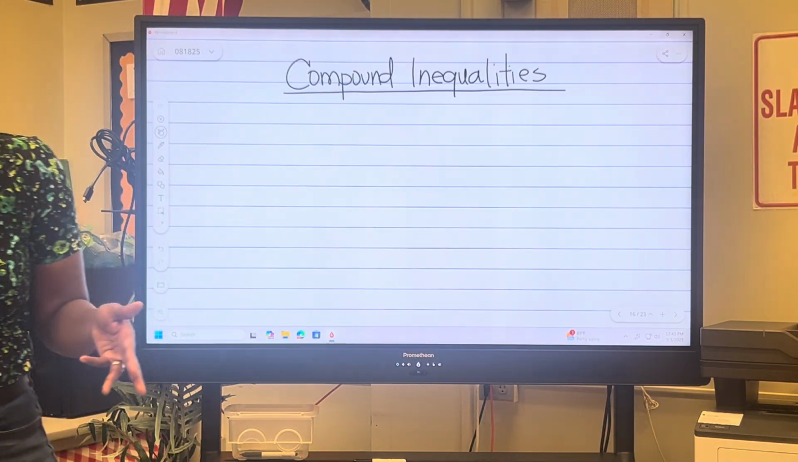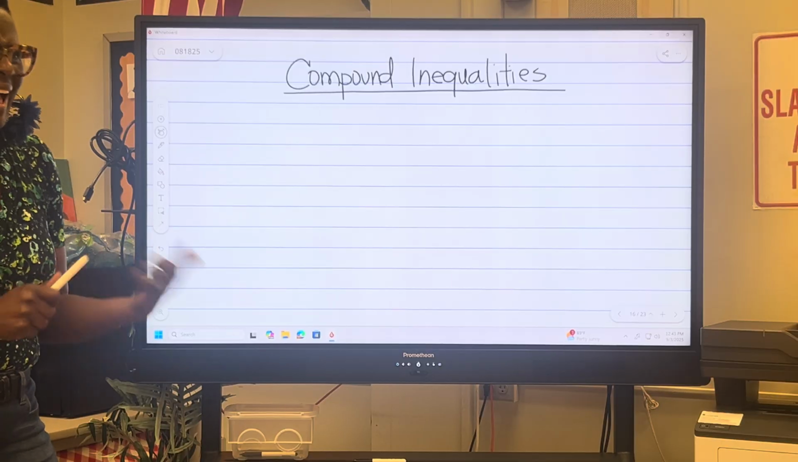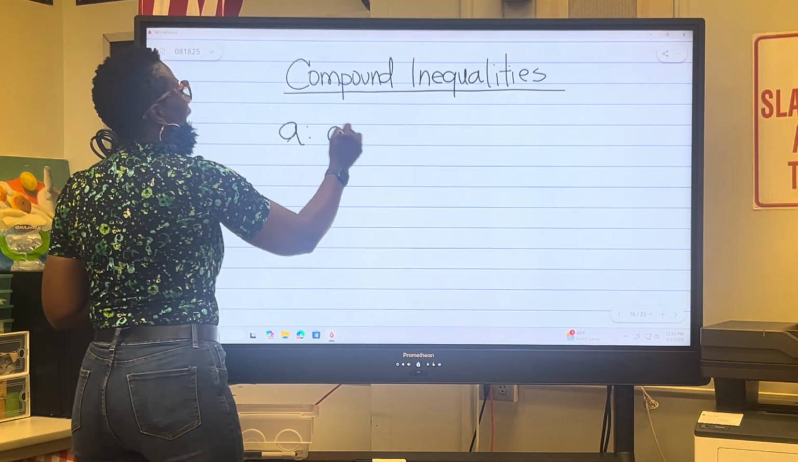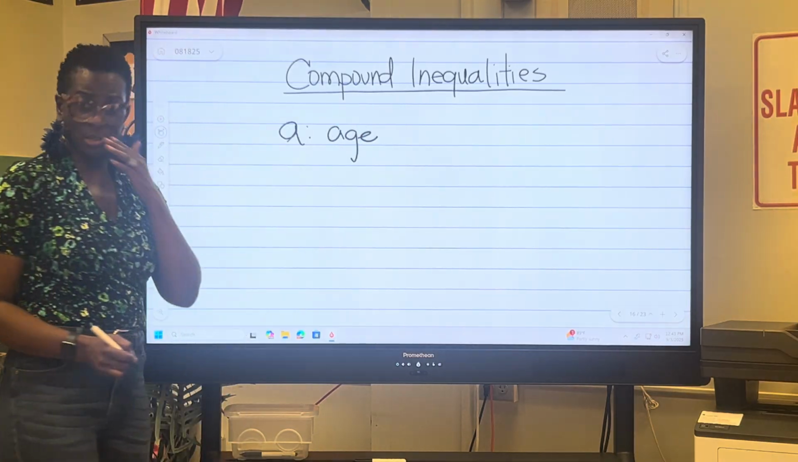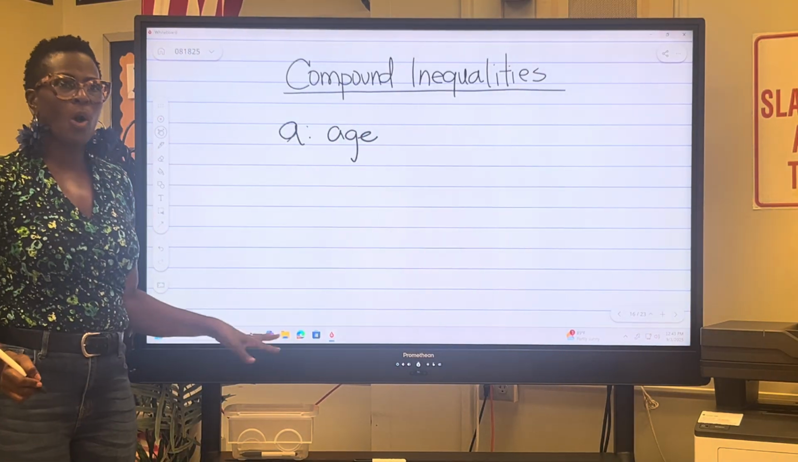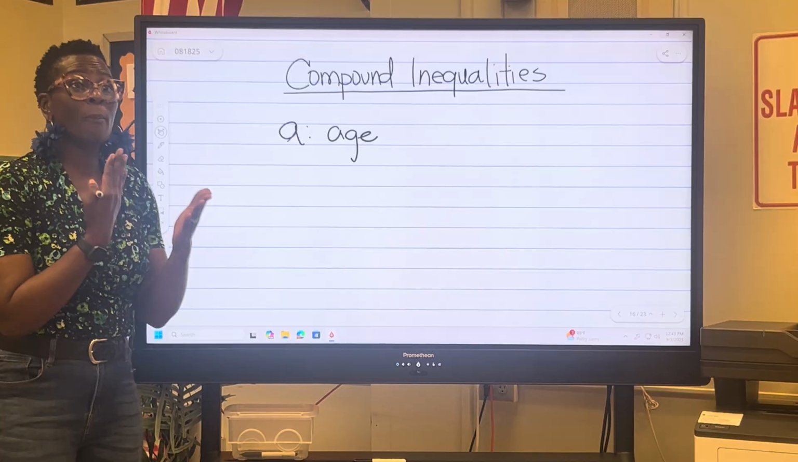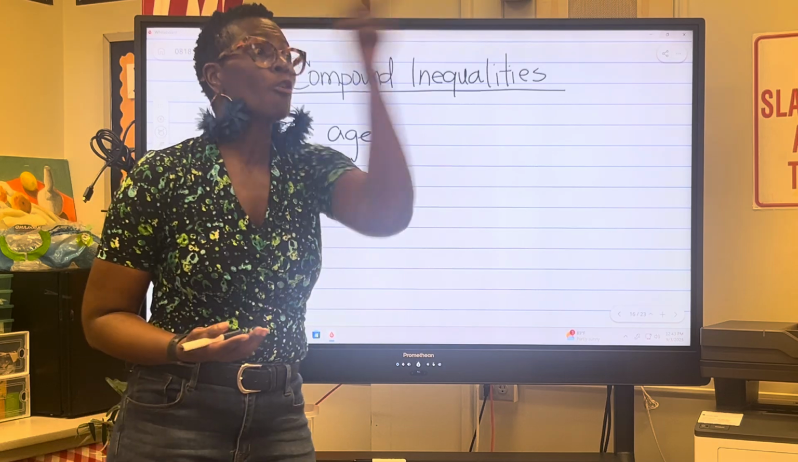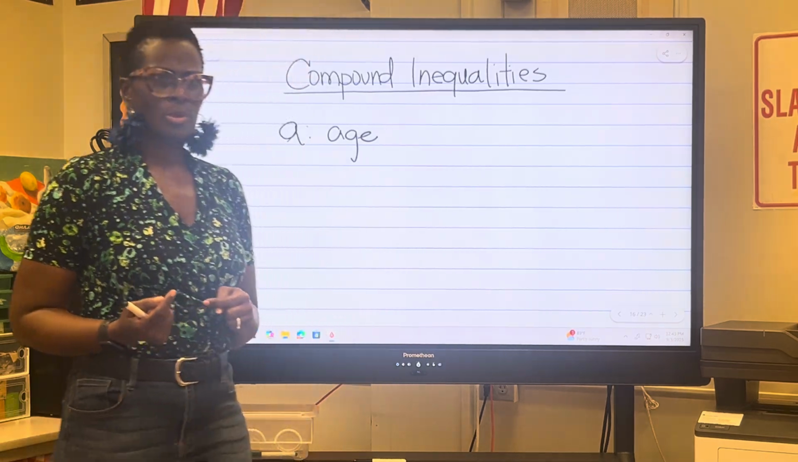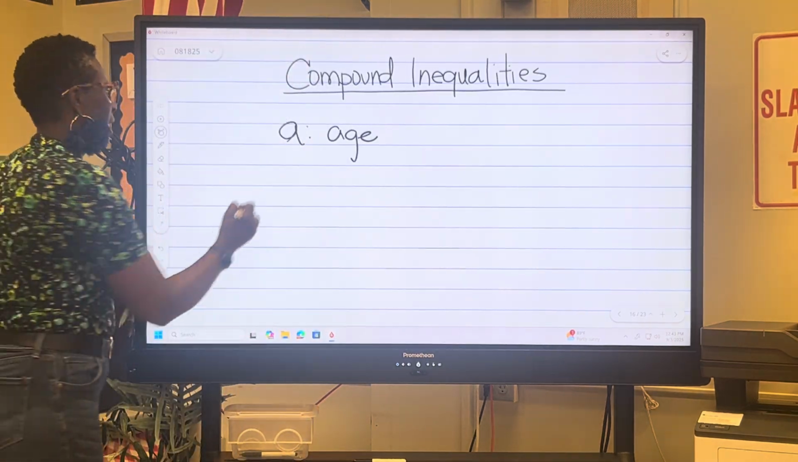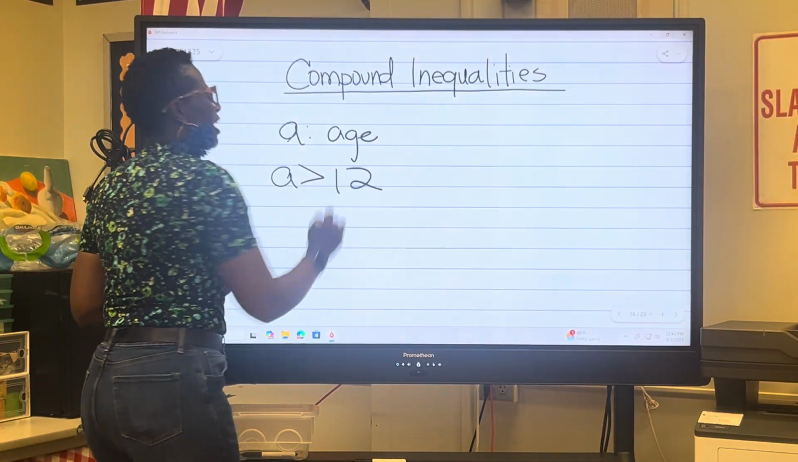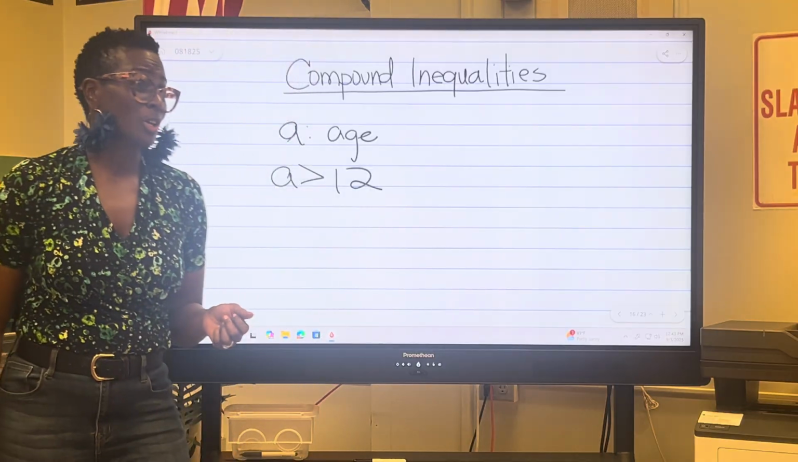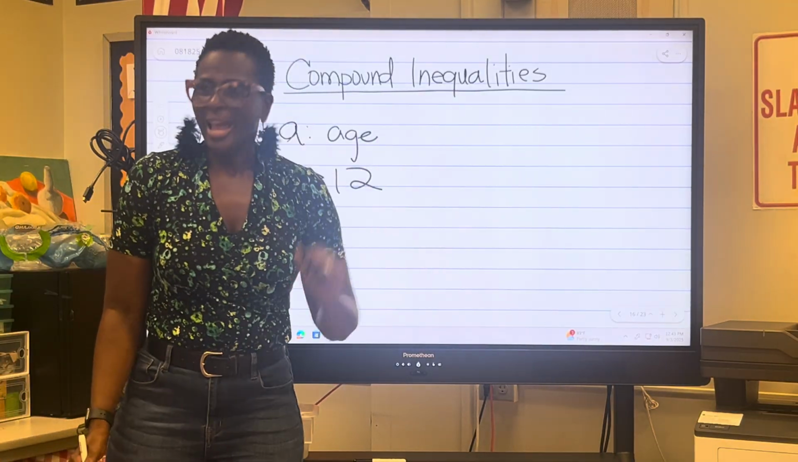12 years old. So what do we call 12 years old? An age, right? So we're talking about ages. Let's say A stands for the age of the student. Everybody with me? Give me an inequality that I can write that would represent what I just said: every student in this school must be over 12 years old. How do I write it? Yes. A is greater than 12. Clap it out for her. Excellent.